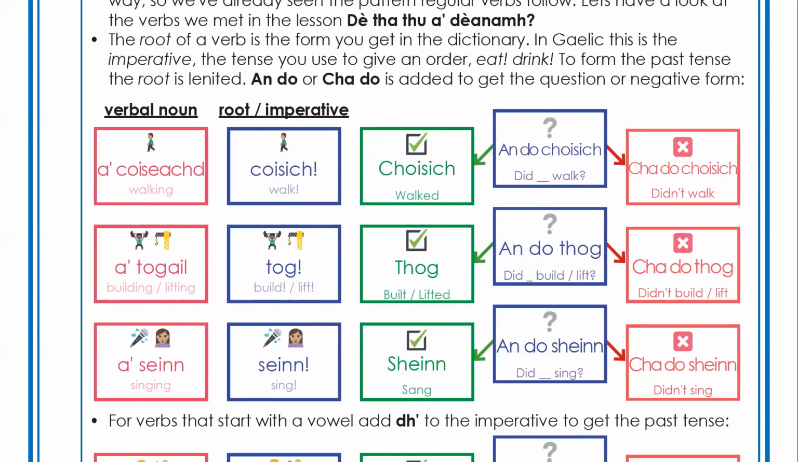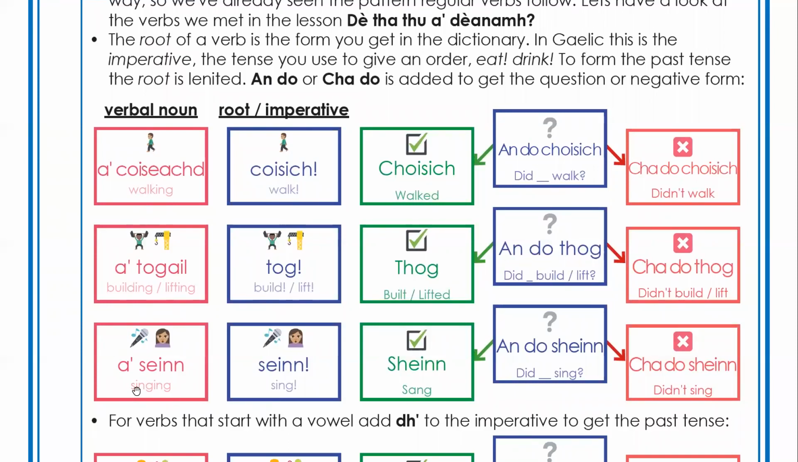Cha do thog mi taigh anns an Eilean Sgitheanach. I didn't build a house in the Isle of Skye. Tha an talamh ro dhaor. The land is too expensive. So, an do thog, cha do thog. And the choisich, choisich dhachaigh.